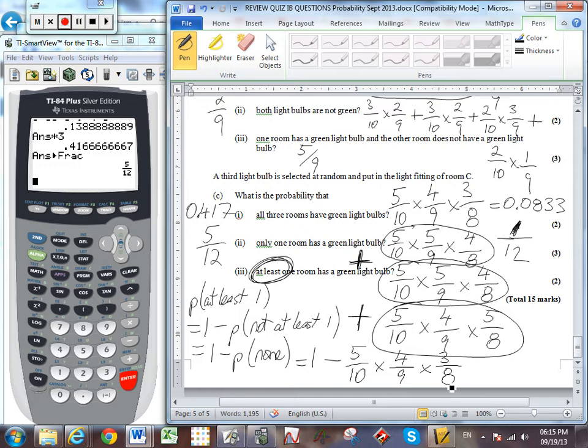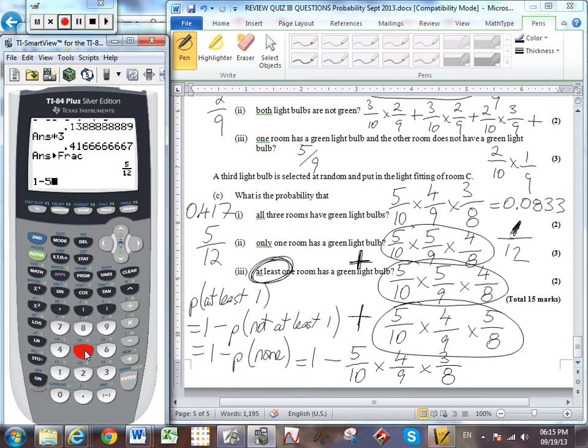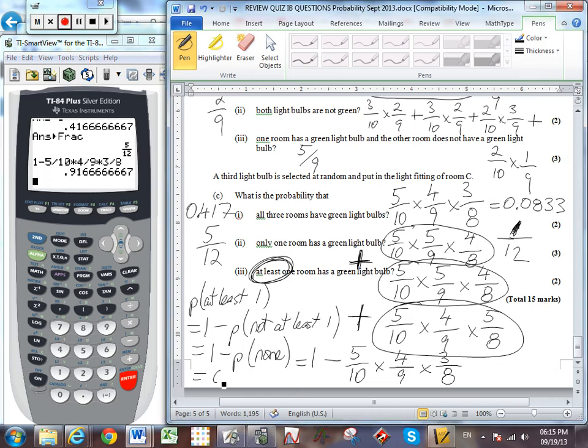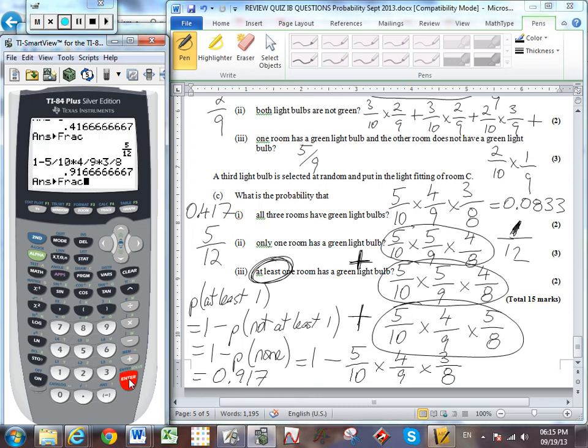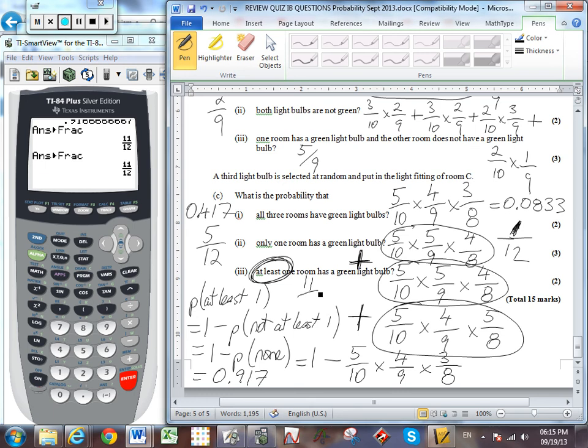So let's do 1 minus that total. 1 minus 5/10 times 4/9 times 3/8, and we end up getting 0.917, or I can change it into a fraction, and I get 11/12 as my answer to part III.